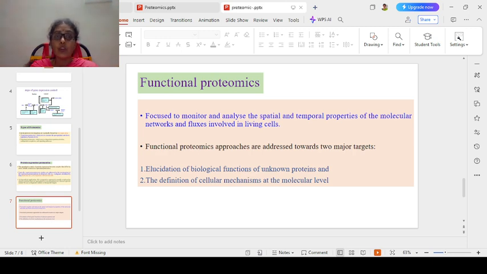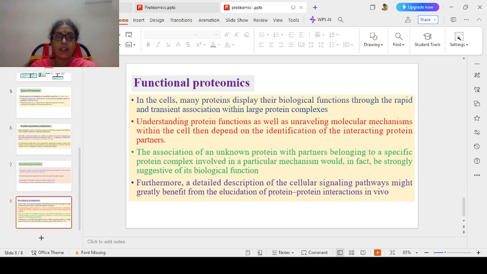Functional proteomics means the proteomic study is mainly focused on the functional environment. It is mainly focused on monitoring and analyzing the spatial and temporal properties of the molecular networks and fluxes involved in living cells. Functional proteomics approaches are addressed towards two major targets. One is elucidation of the biological functions of unknown proteins, and the definition of cellular mechanisms at the molecular level. In the cell, many proteins display their biological functions through rapid and transient association within large protein complexes.